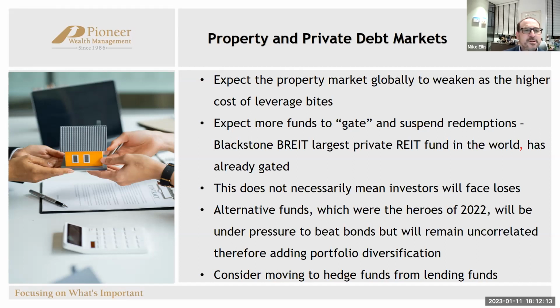I expect within the world of alternatives, there are a lot of lending funds. Now, these are illiquid underlying assets. And if too many people pull out of these alternative funds, you might find that they gate. The largest fund in the world is called Blackstone REIT. It's an unlisted real estate investment trust fund, and it is already gated. It's some huge number, and investors cannot get out even if they want to. It doesn't mean that they're going to lose money. It just means that the investment, which had semi-liquidity, now has no liquidity.